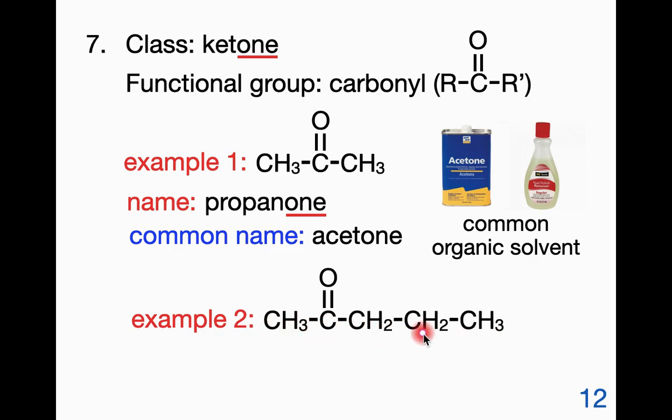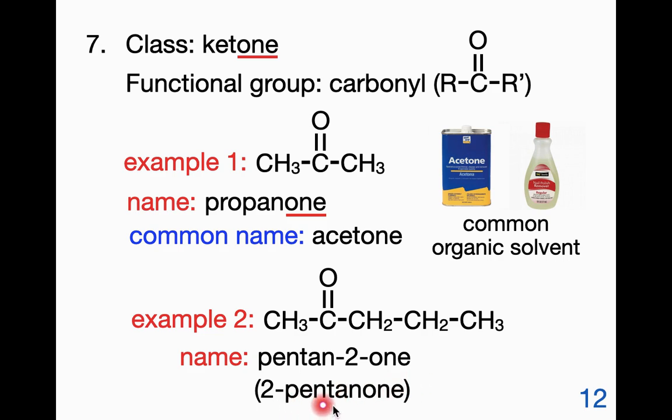Now for this compound, we would need to have a number to say where the double bonded oxygen is. We didn't need that for propanone because the only possibility was off the center carbon. If it was on the end, well then that would be an aldehyde, but it's not. It's a ketone. But for this compound, the chain is long enough that we would need to have a number to tell where the double bonded oxygen is. It could be off the 2nd carbon or it could be off the 3rd carbon. So we need a number to tell us that. So pentan-2-one or 2-pentanone.